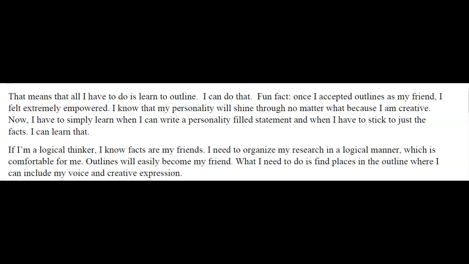And if I'm a logical thinker, I know that facts are my friends. That's how I think. I think logically. This is my statement. Where's the proof? That's how I think. So my outlining is going to be easy to accept because I want to organize my thoughts. What I need to do is find places where I can insert my personality in an effective way.